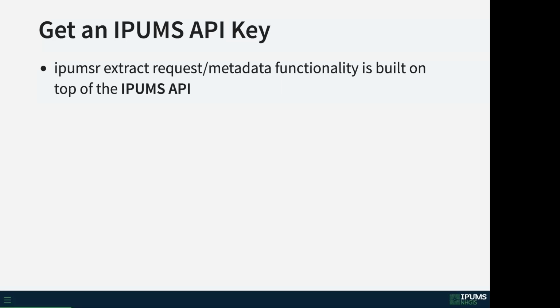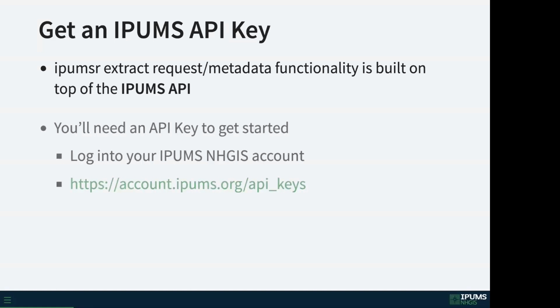So in this case, the code we write in R can communicate with the IPUMS systems through the IPUMS API. But to use the API, you'll need a key. And the key is basically just a token that authenticates that you're a registered NHGIS user and you have permission to use the API. So to get a key, first you need to log into your NHGIS account. If you don't have an account, then you should register for NHGIS.